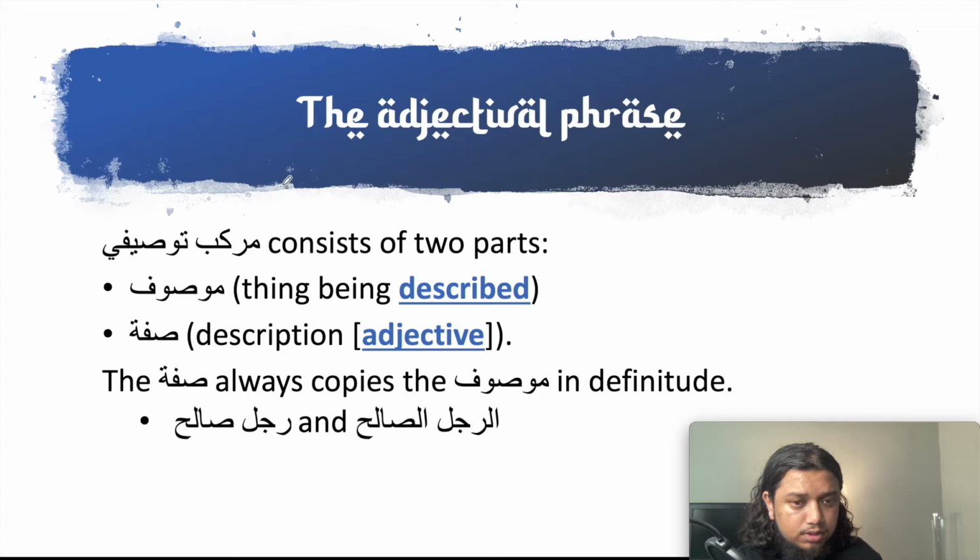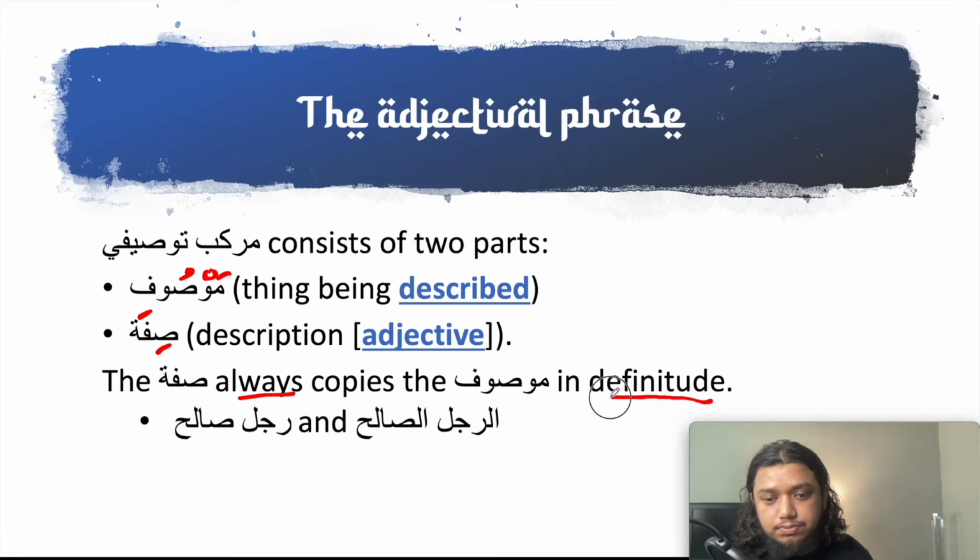So murakkab tawsifi consists of two parts: the mawsuf and the sifah. The mawsuf is the thing being described, and the sifah is the description, also known in English as an adjective. The sifah always copies the mawsuf in definitude. If you remember, we have covered definitude in a previous class, i.e. the state of being definite and indefinite, ma'rifah and nakira.